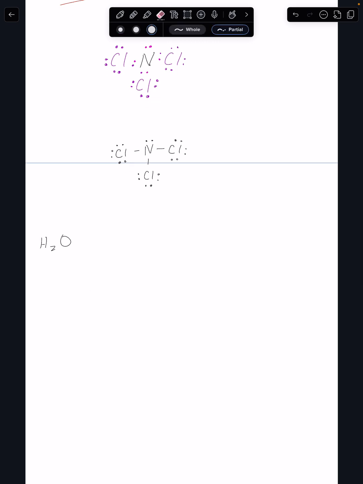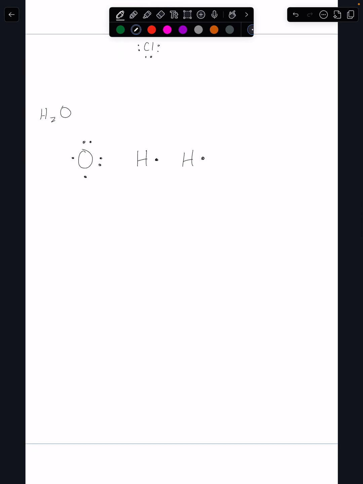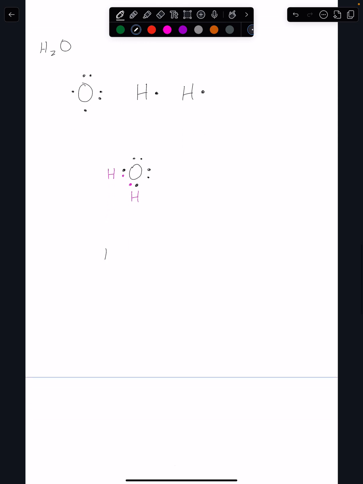Water has oxygen. Oxygen has 6 electrons. 4, 5, 6. We have hydrogen, 2 of them, each with just 1 single electron. The one with the most available spots is the oxygen, so it's going to be the central element or atom. 2, 3, 4, 5, 6, and we'll do hydrogen with its 1 electron in pink. So then water ends up looking like this.